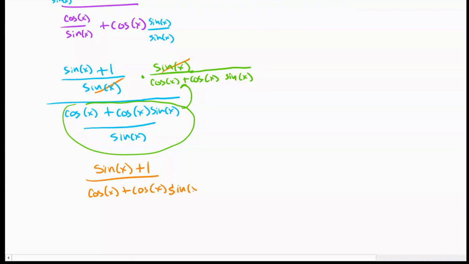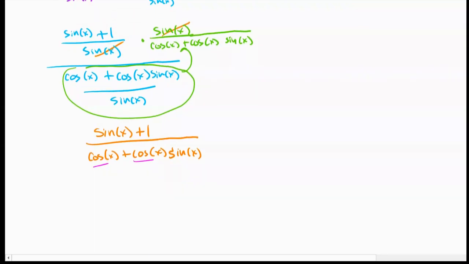Now, this is one of those times where it's a little bit tricky to see, but we look at the denominator here and we can see that there is a greatest common factor that I can pull out. The reason that's going to be helpful is that what I will have on the top is sine x plus 1, and on the bottom, I pull out that cosine x, I'm left with 1 plus sine of x. And now these two things cancel. So this and this are the same. I can cancel those out.